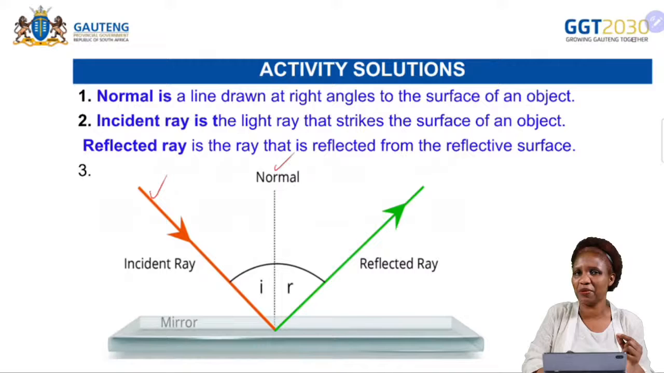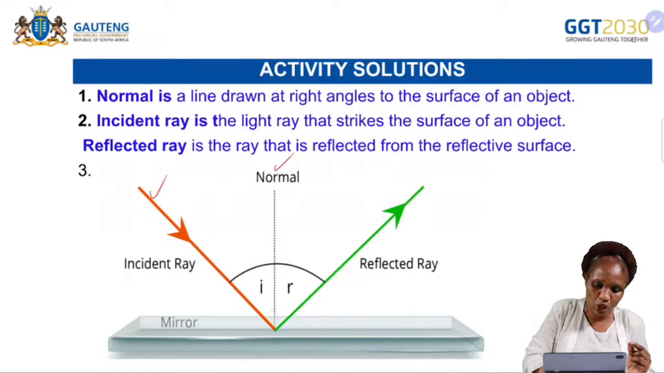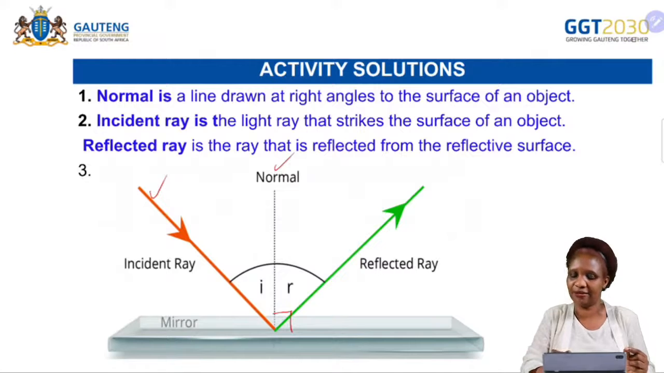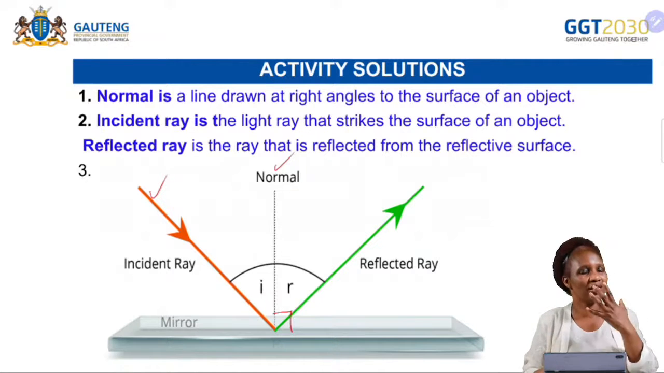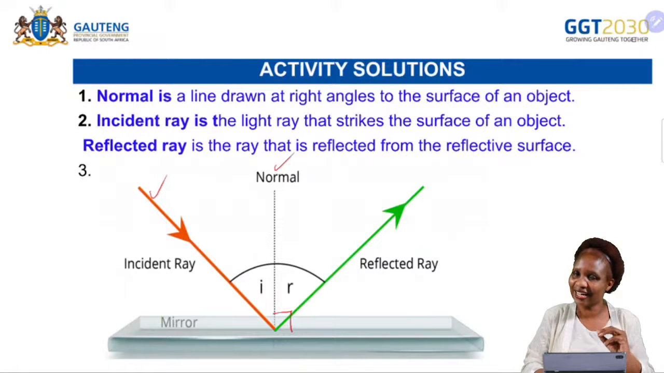Why are we saying it is perpendicular to the surface? It is because it forms how many degrees? It forms 90 degrees. And then we've got the reflected ray. This is the outgoing ray. This is the important ray because when it reaches our eyes, we see the color of the surface. Okay. This is the color that we see because light will enter our eyes.